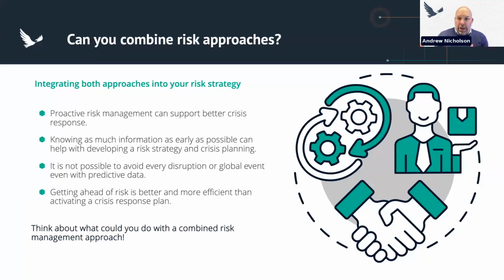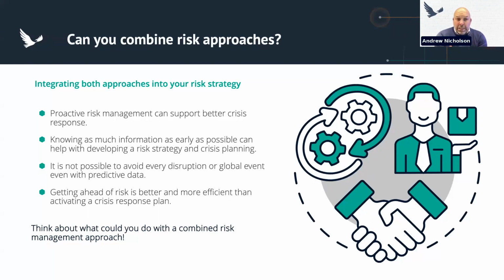So when we look at the two functions we're talking about here, the crisis response and risk management, how do we combine them? Can we combine them? Do we combine them? And how do we get the most out of those two functions? I think a better question than can you combine these risk approaches is really a statement that in order to get the most out of it, you have to combine those risk approaches. Integrating both of those approaches, both the crisis response and a proactive data-driven risk management approach, is the way to get the best results, to minimize disruption, to minimize the impact on an organization.